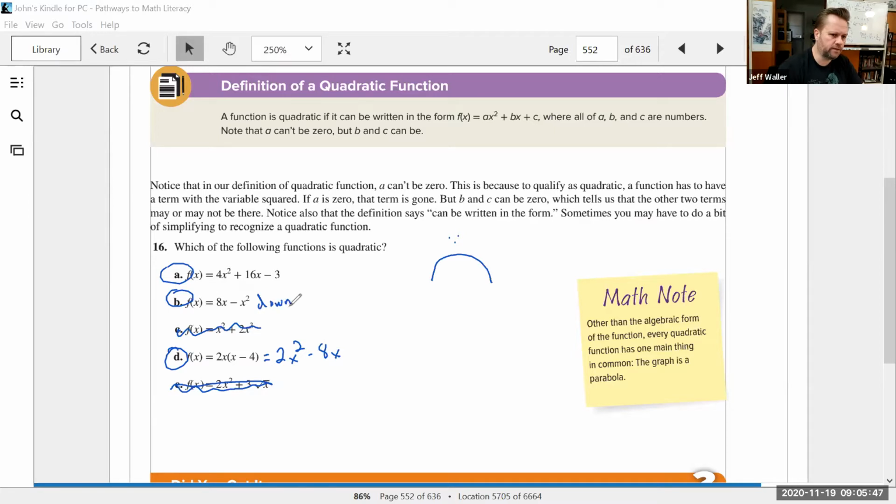Why? Because what's in front of the x squared? Negative. Negative. So if the x squared term is negative, it opens down. If the x squared term is positive, it opens up.